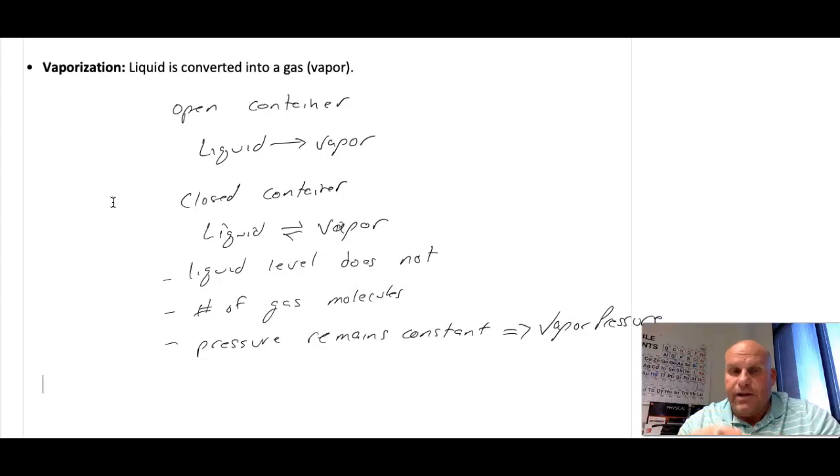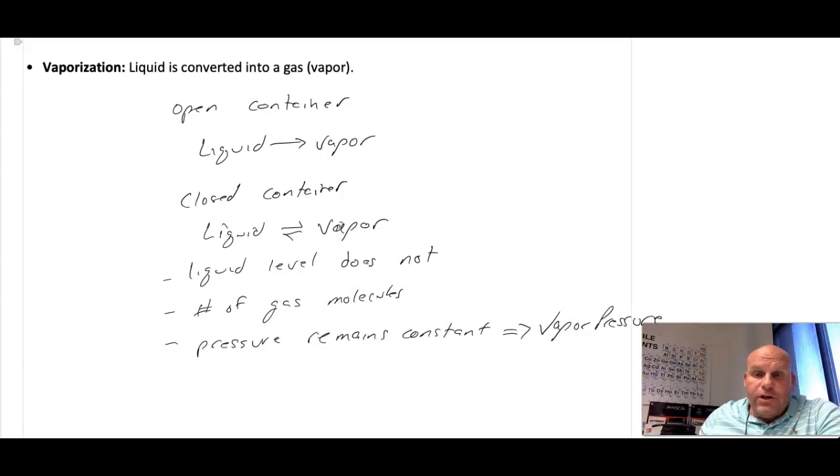In a closed container, the liquid molecules are escaping to the gas phase, but at some point we reach this balance, where the liquid molecules escaping to the gas phase and the gas molecules returning to the liquid phase, so that evaporation and condensation reaches a dynamic equilibrium. At this point the liquid level doesn't change anymore, the number of gas molecules doesn't change, and because the number of gas molecules remains constant, we can determine this concept of vapor pressure.